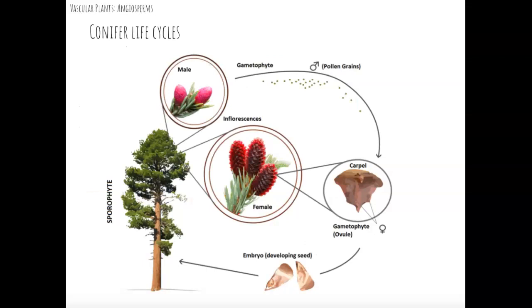In the alternation of generations in conifers, the sporophyte stage is the dominant stage compared to the gametophyte stage. So the large tree that you see is the sporophyte. The male sporophyte will create male gametophytes, which are the pollen grains, which fertilize the female gametophyte, and then the embryos are the developing seeds. So when you eat something like a pine nut, you're actually eating the embryos of a tree.